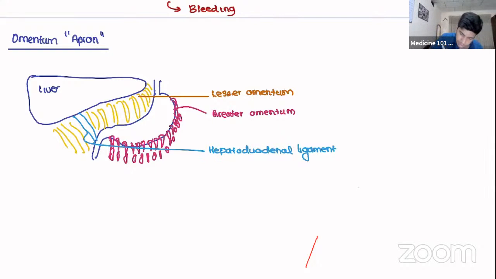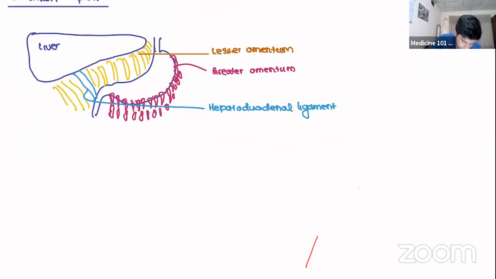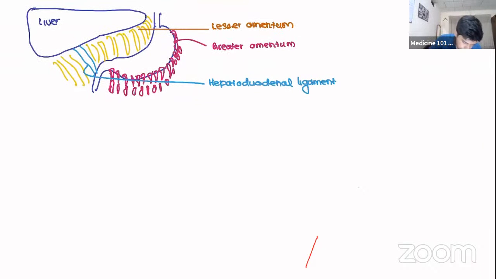Now, let's take a look at what this ligament contains. Hepatic portal vein, hepatic vein, and hepatic artery. Nice. Okay, hepatic portal vein, proper hepatic artery, and there's a cystic duct. So let's draw it, but first write it down: proper hepatic artery, the portal vein, and the cystic duct.